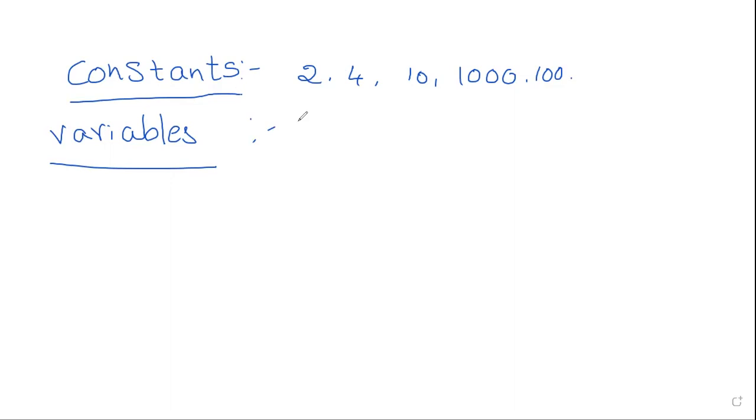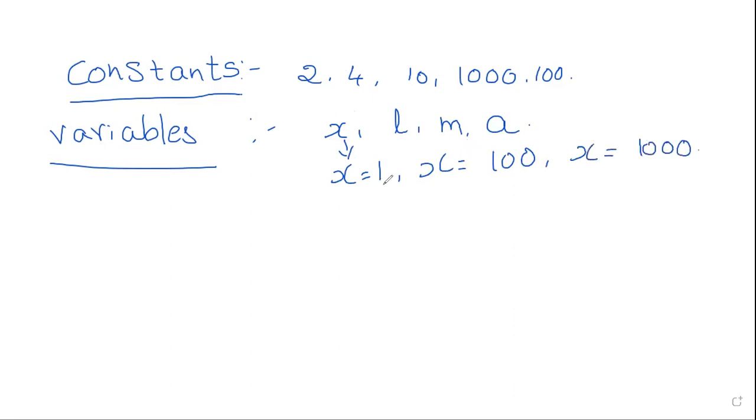What are variables? It's something that can change. For example, x, l, m, a. So we use small alphabets, children, and they are called variables. Why are these called variables? What is the value of x? I'll say x is equal to 1. I can say x is equal to 100 or 1000. So they don't have a definite value, they don't have a fixed value like constants. You can assign any value to it.